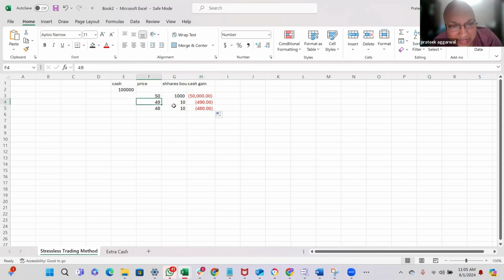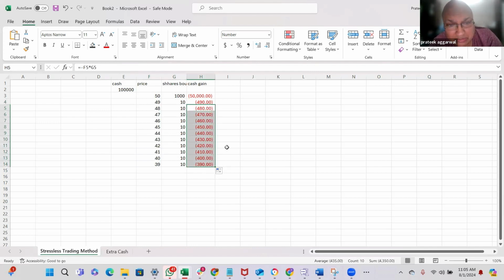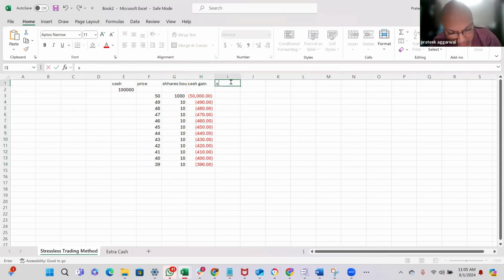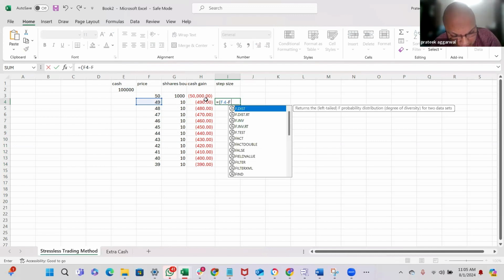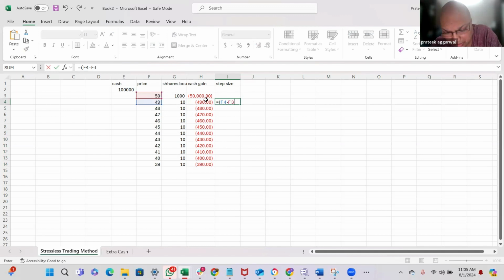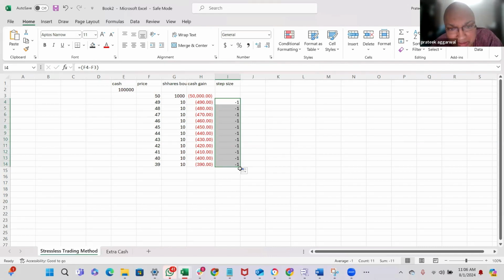So now we can continue with this strategy, or like if the price just keeps dropping steadily, right? If the price keeps dropping steadily, we can continue to keep buying 10 shares. So what are we actually doing? We have a concept of step size, and that step size is nothing but the difference between the current price and the previous price. So I can just take that to be F4 minus F3. If I do that, now my price has actually gone down by $1. We can keep track of that $1 here.